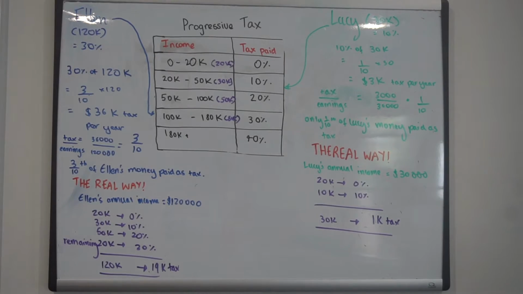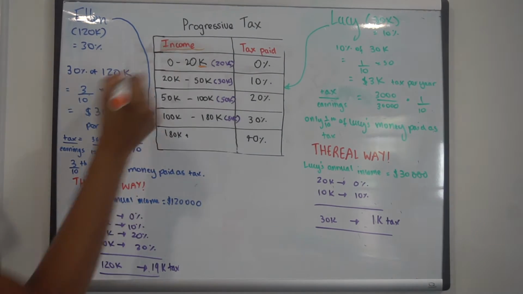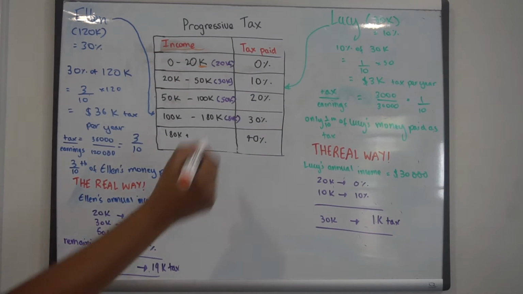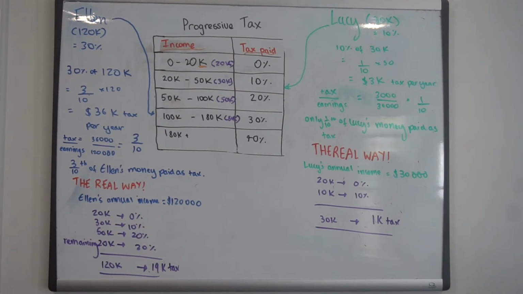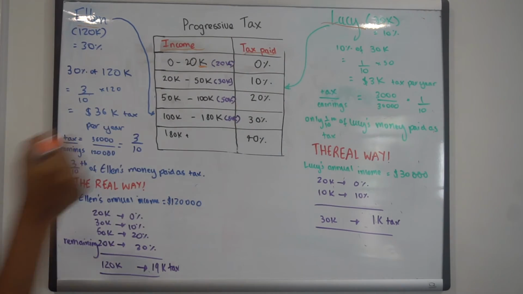In actual fact, progressive tax is just a table. Let's take a look at an example. So here's the progressive tax system. It's a table where the letter K stands for 1,000. This column on the left represents income brackets, and the column on the right shows the tax paid on each income bracket. Now let's take two characters, Ellen and Lucy.